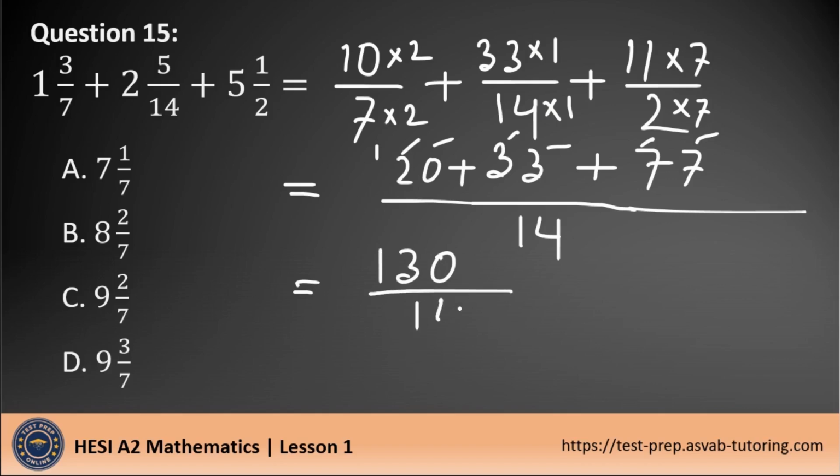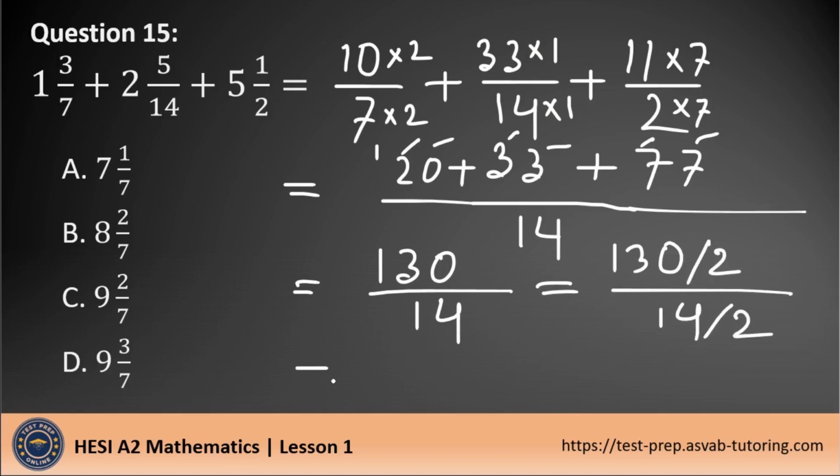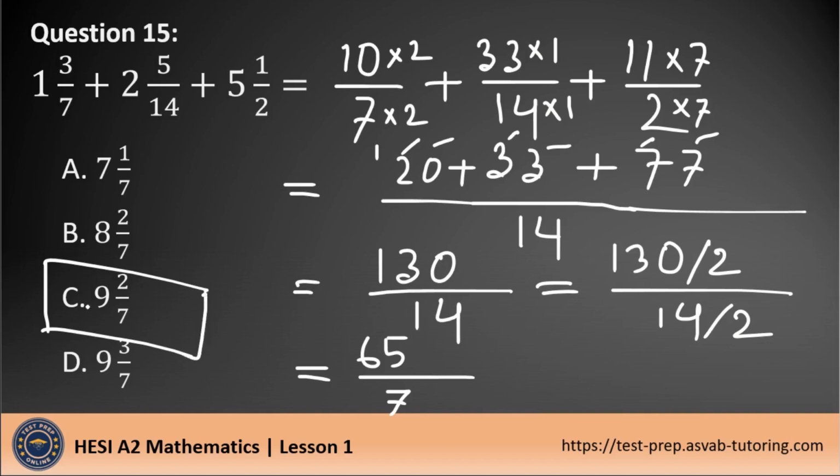So now we need to divide by 2. So 130 divided by 2 and 14 divided by 2. So 130 divided by 2 equals 65 divided by 7. Here 14 divided by 2 equals 7. So now match with the answer: 9 times 7 is 63, plus 2 equals 65 divided by 7. So the answer is C. Here the answer is C, 9 multiply with 2 divided by 7.